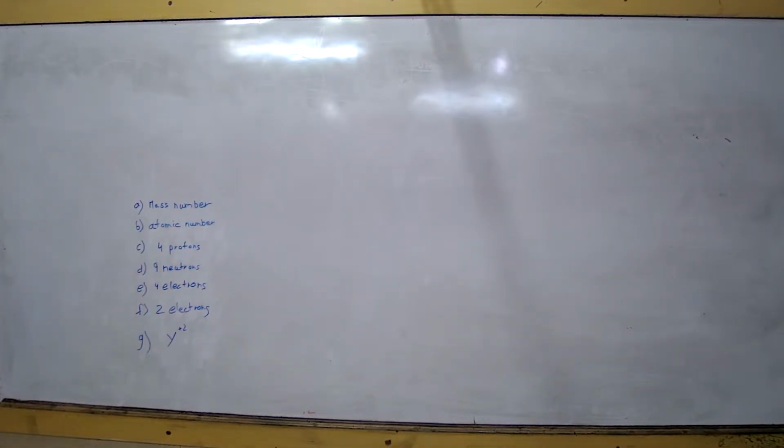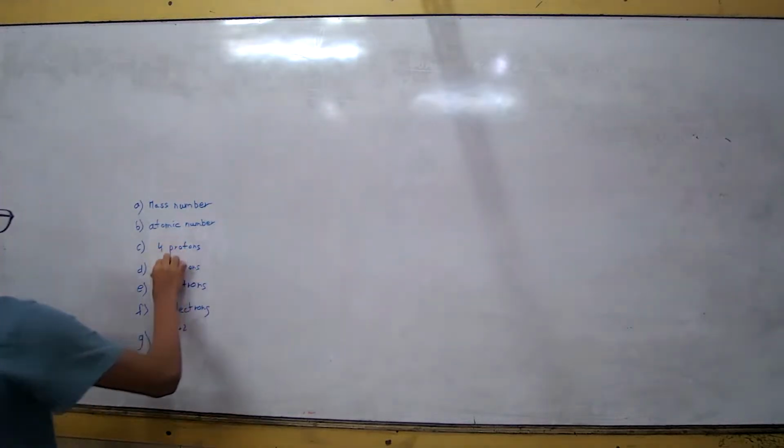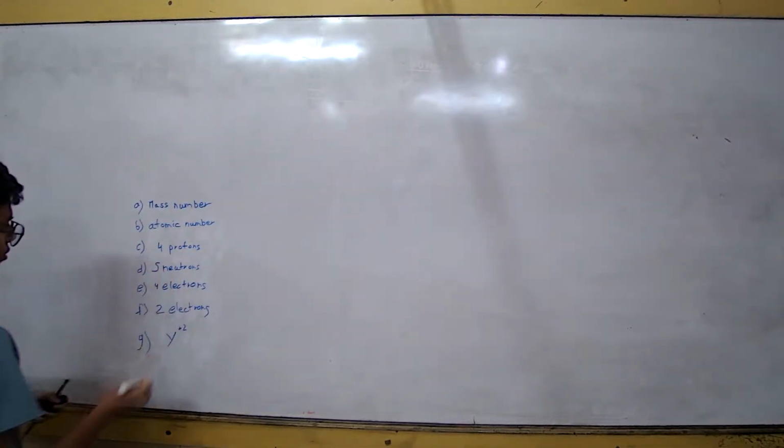It is D. You put D. What is the number of neutrons? Why did you put 5? Neutrons is protons and... No, I have made a mistake. Neutrons is 5. Yes, 5 it is.